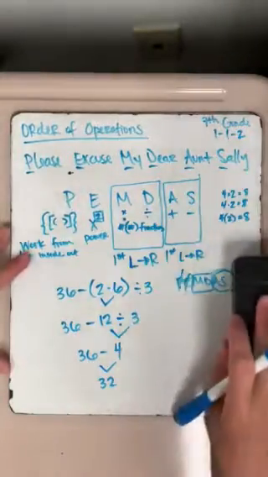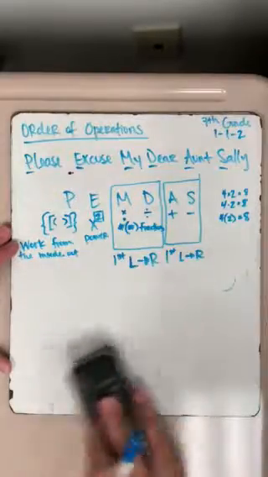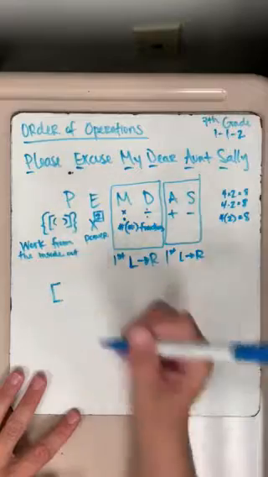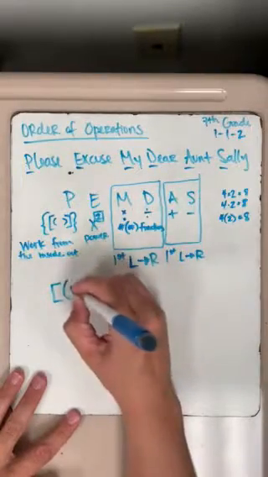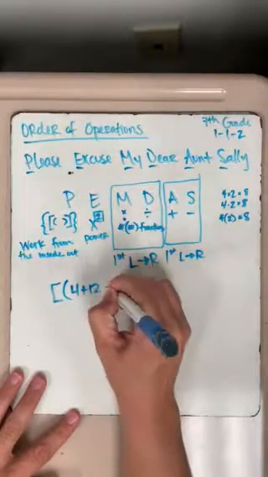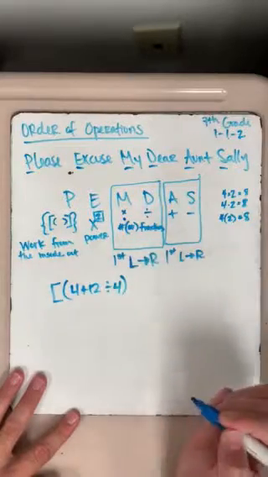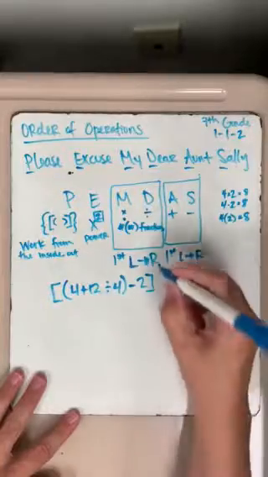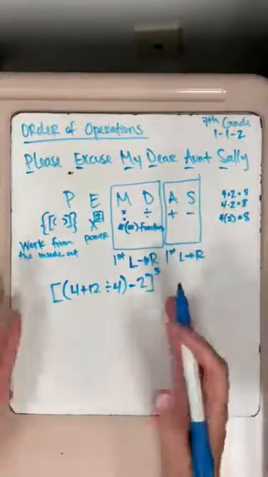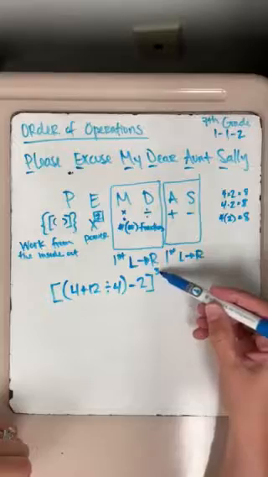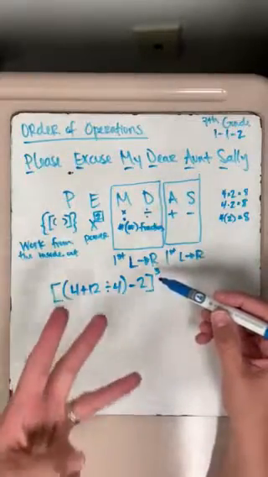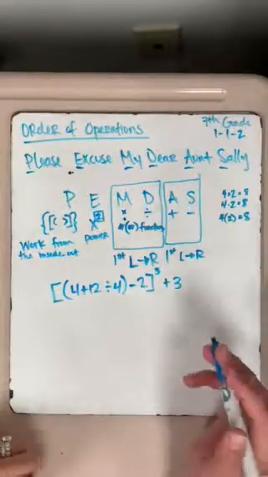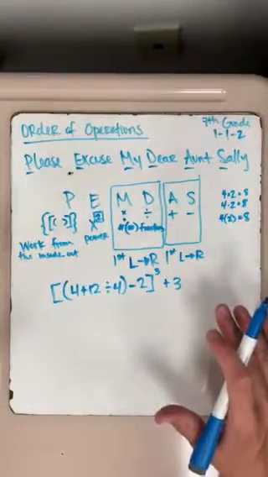Let's go ahead and do a more difficult one that has 2 sets of parentheses in it. So we have a bracket, parenthesis, 4 plus 12 divided by 4, parenthesis, minus 2, bracket. All of that is going to be cubed. So whatever we get in there, we will cube it, meaning we'll times it by itself 3 times. Then we'll add 3 to it. All right, so this one's a little bit more complex.